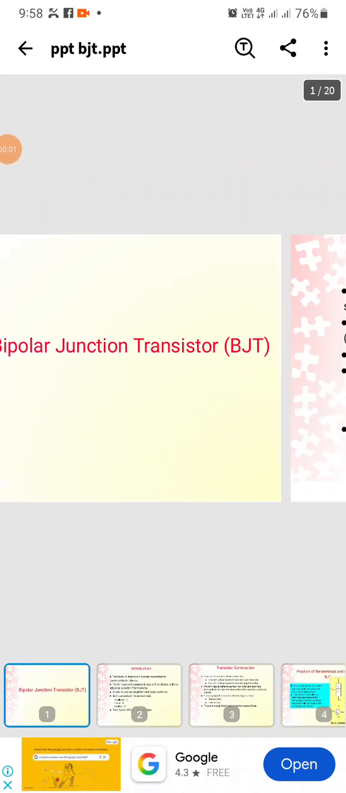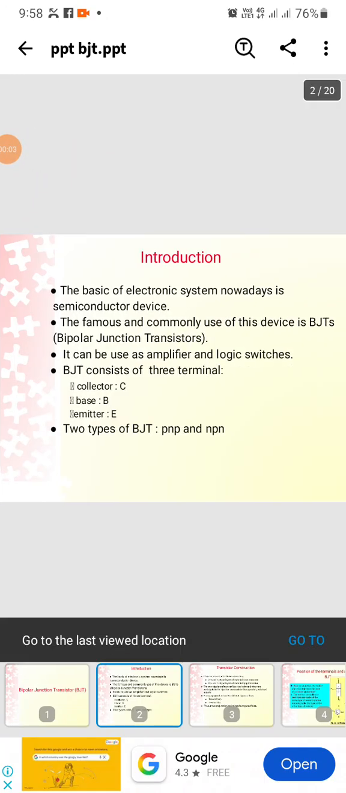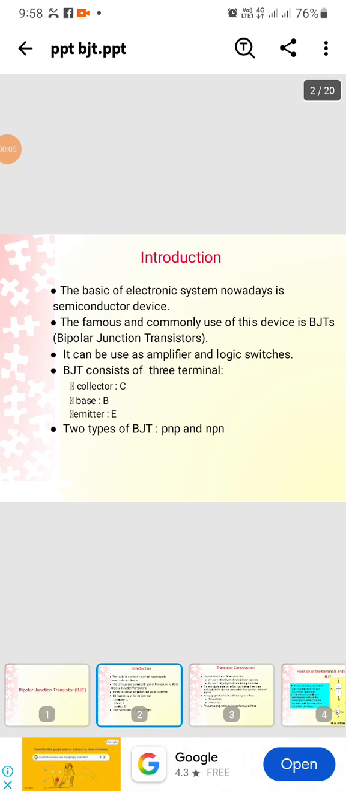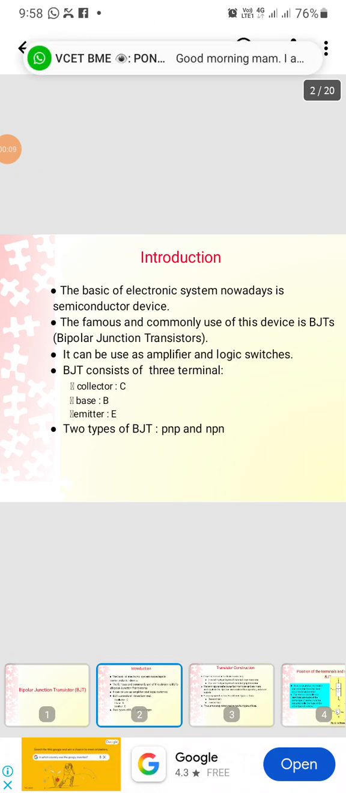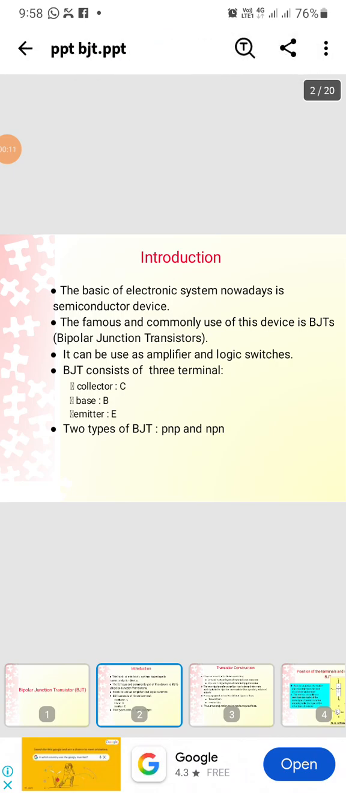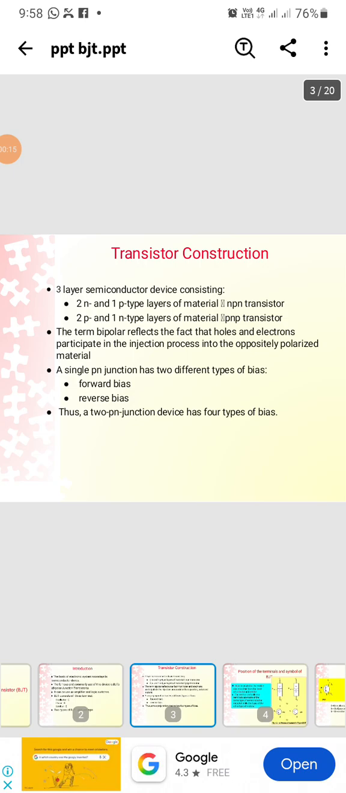We are going to talk about the bipolar junction transistor. Here, the basic elements are nowadays used as semiconductor devices, which can be used as an amplifier and as logic switches, and it consists of a collector, base, and emitter. There are two types of BJT, PNP and NPN transistor.